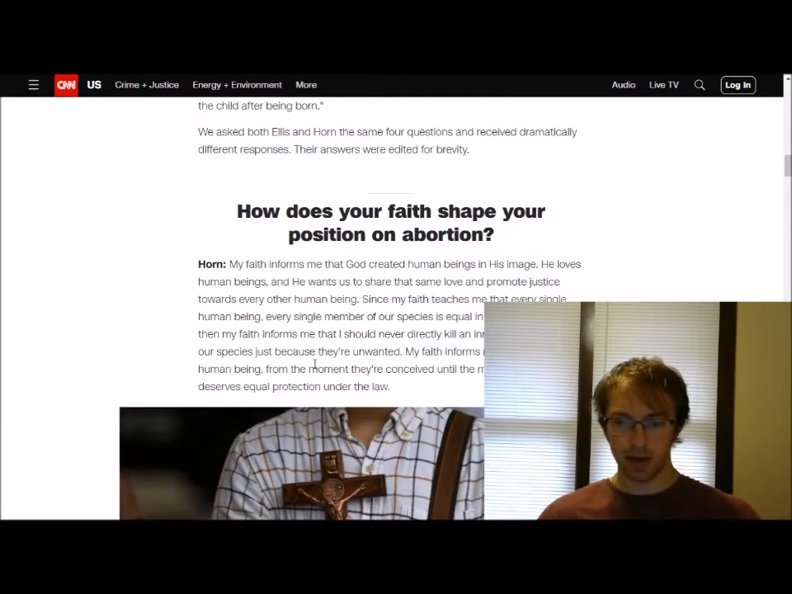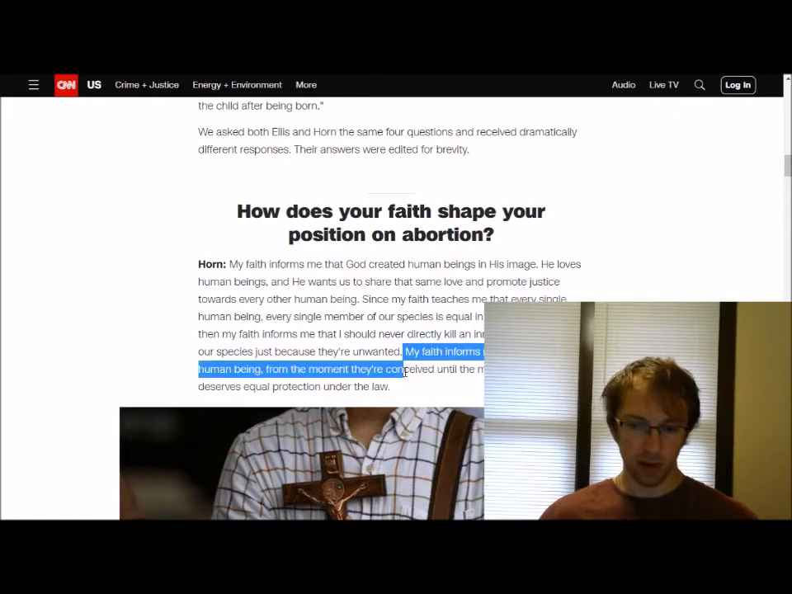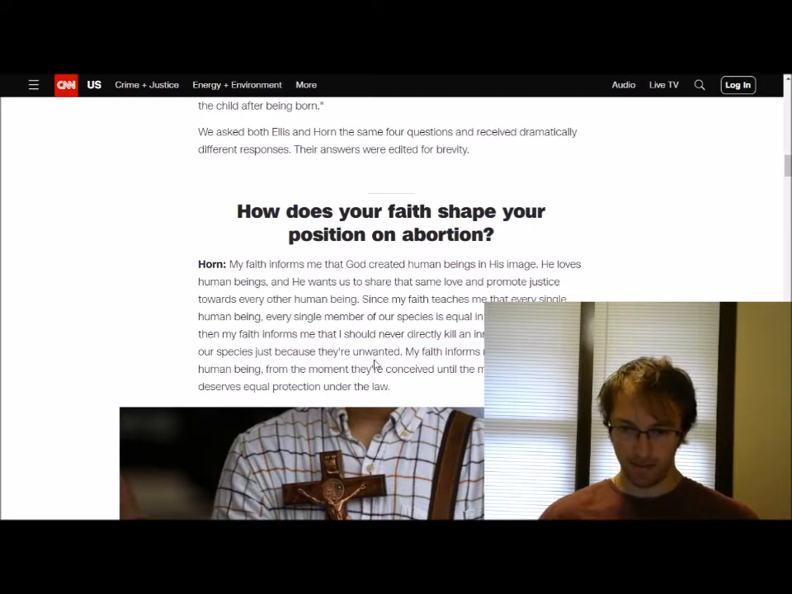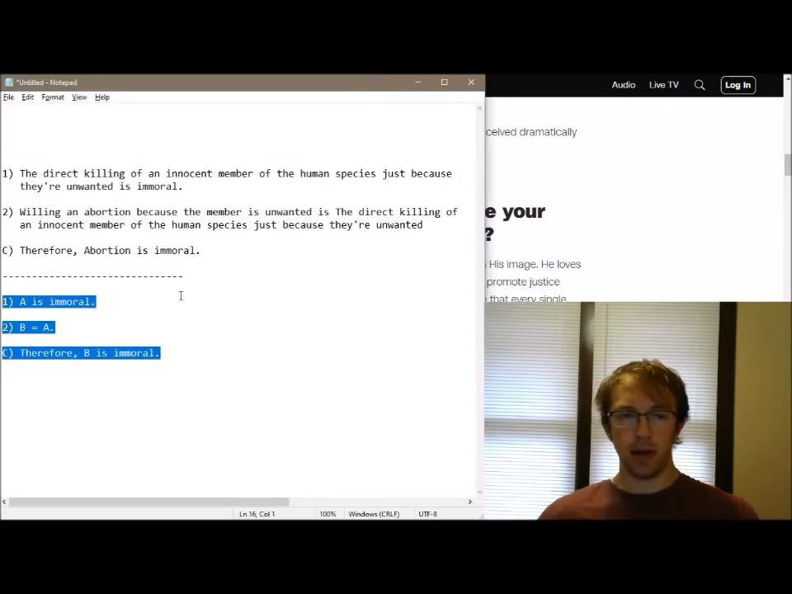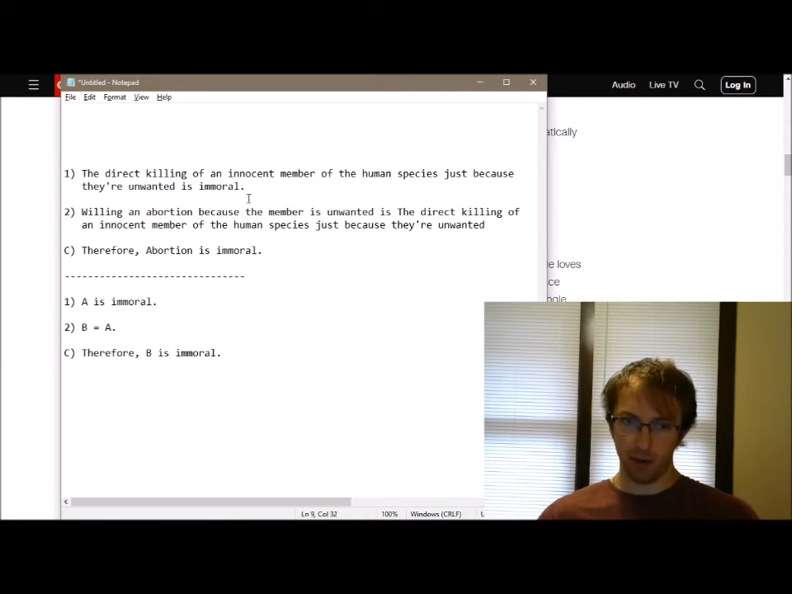He talks about how, from the moment they're conceived until the moment they die, they deserve equal protection under the law. So there's a really big argument here that from the moment of conception, you have a human being. Now, in this argument, this is an assumption. This is part of the premise, right? Premise two is saying that willing an abortion because the member is unwanted is the direct killing of an innocent member of the human species.